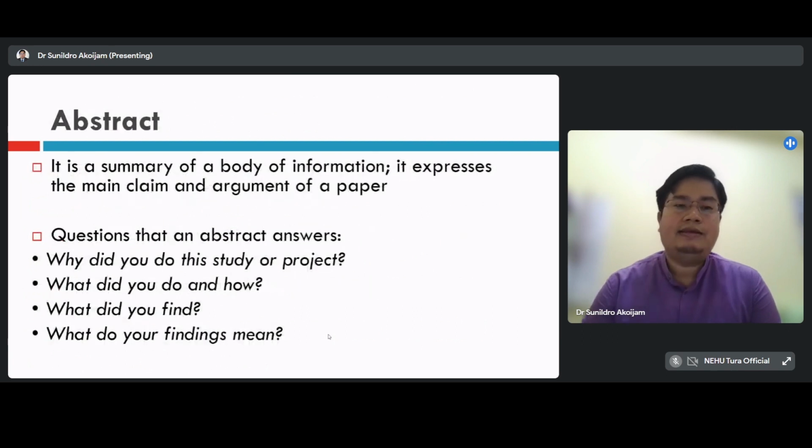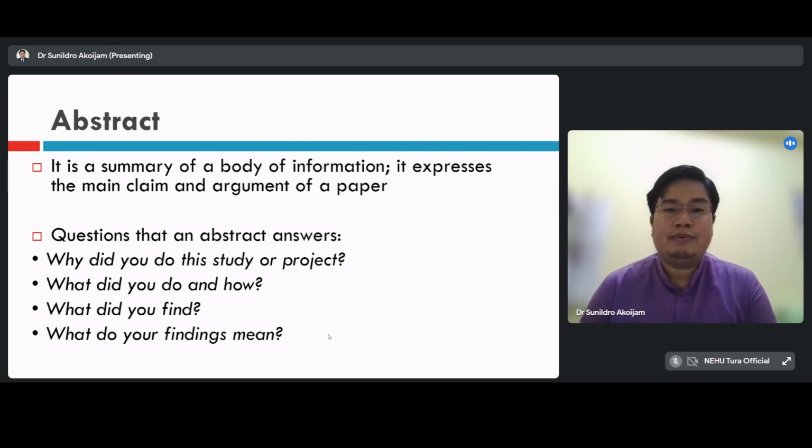After the title comes the abstract. An abstract is a summary of the body of information. It expresses the main claim and argument of a paper. Another very common problem that young researchers face is that they know the abstract is an integral part of the paper, but they do not actually understand what they should write within that abstract. And we all know that an abstract always has word limits, maybe 150 to 250, depending upon the journal.